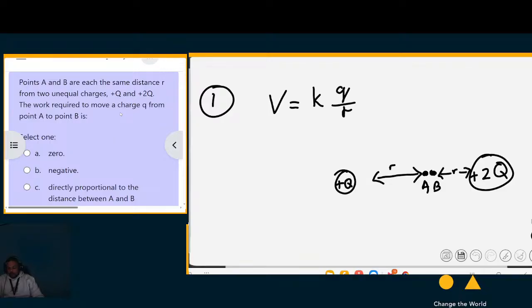So we could define the electric potential at point A and we could define the electric potential at point B. The electric potential at point A is equal to the potential due to charge number 1. So that's k times q over r, it's a distance r away, plus the electric potential due to charge number 2, or charge 2q.